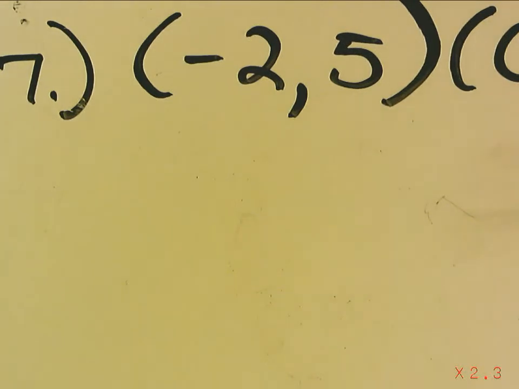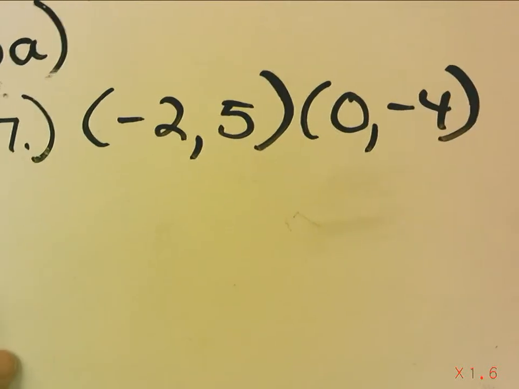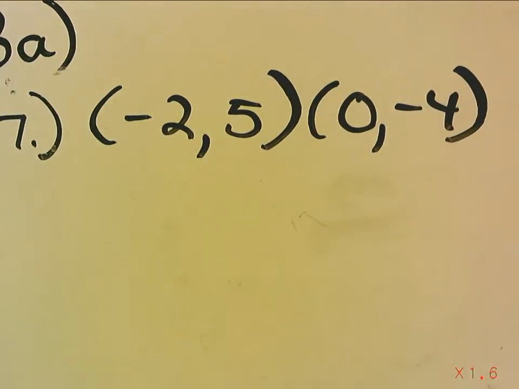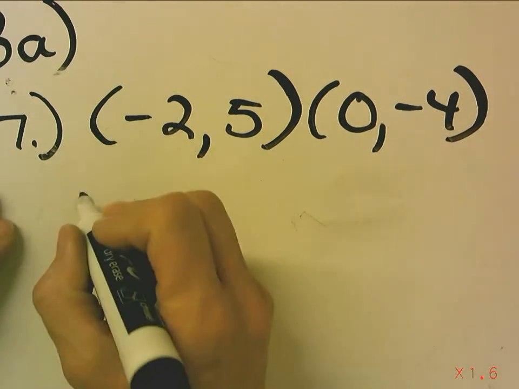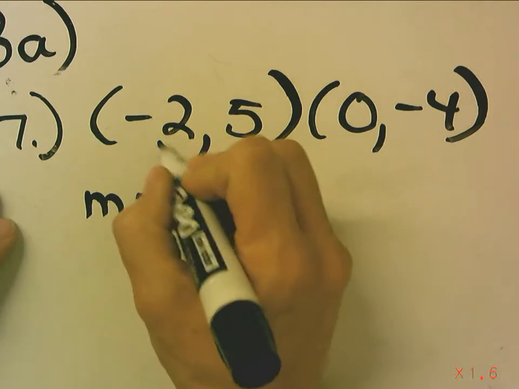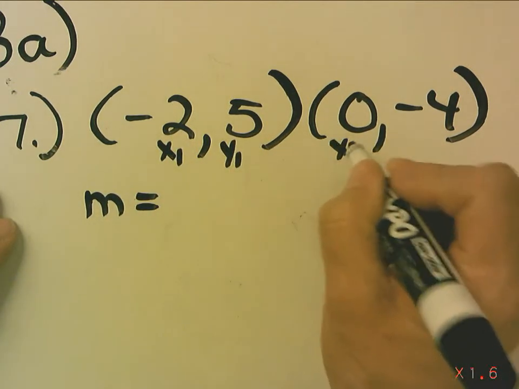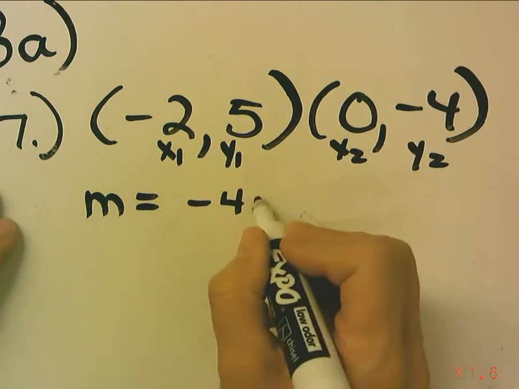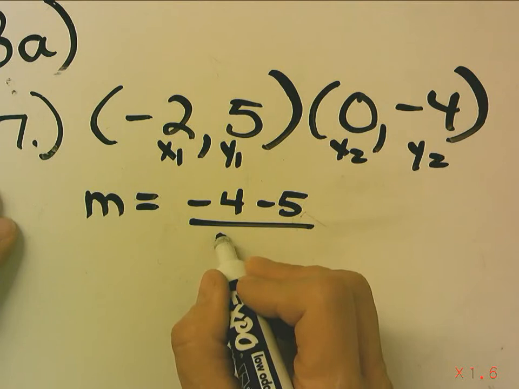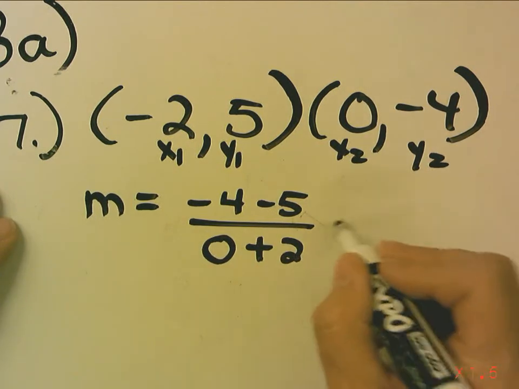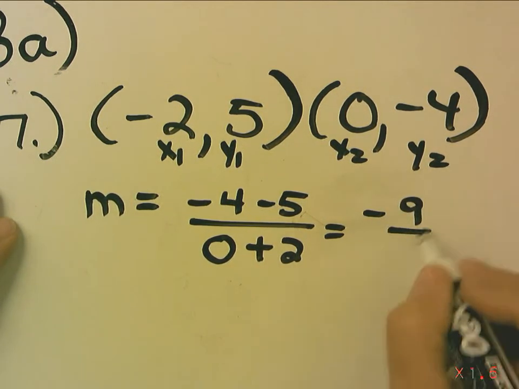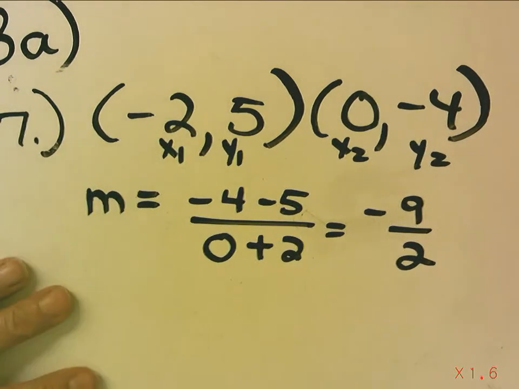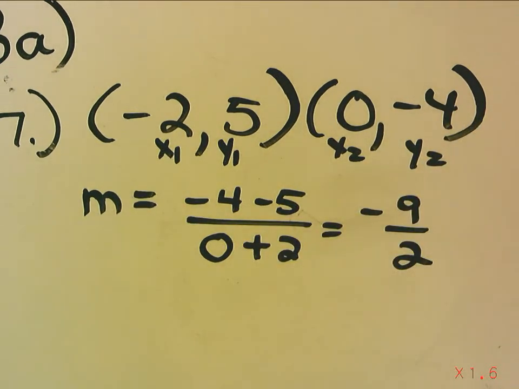So I have 2 different points. And at this juncture, I can do it one of 2 ways. I have 2 points and I can find the slope. So let's use the slope formula and do it that way. Label this x sub 1, y sub 1, x sub 2, y sub 2. And I'm going to say y sub 2 minus y sub 1 over x sub 2 minus x sub 1, and I get -9/2.